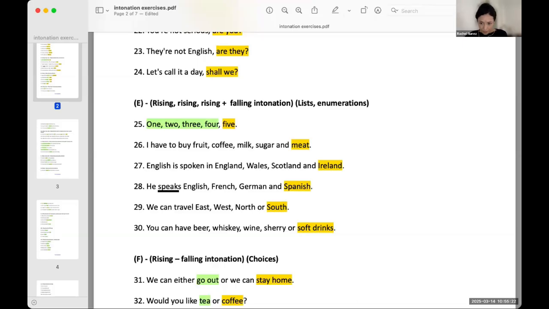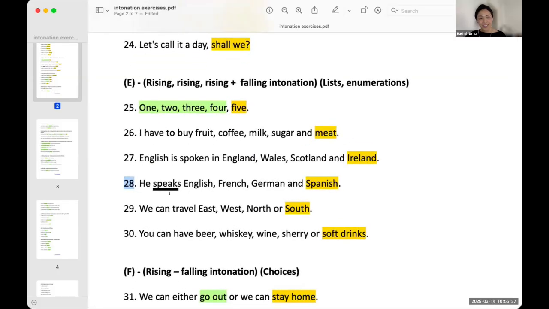Two participants. I'm calling on Doreen. I think Shoko's ready to go. Okay, Doreen, go for it. Which one am I reading? 28. Okay. He speaks English, French, German, and Spanish. Okay, let's try that again. He speaks English, French, German, and Spanish. Okay, he speaks English, French, German, and Spanish. Good, that was good. Awesome.